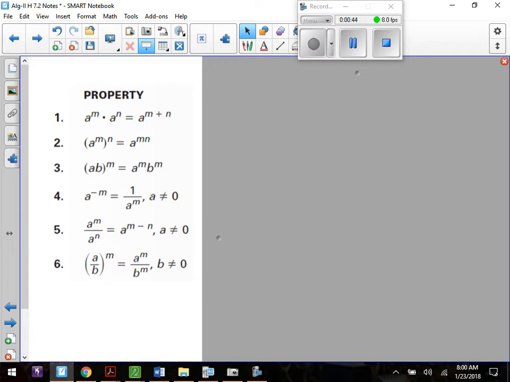We had negative exponents, which just meant they weren't happy where they were, so you just change their side. Same deal if it was in the denominator to start with, it moved up to the numerator.